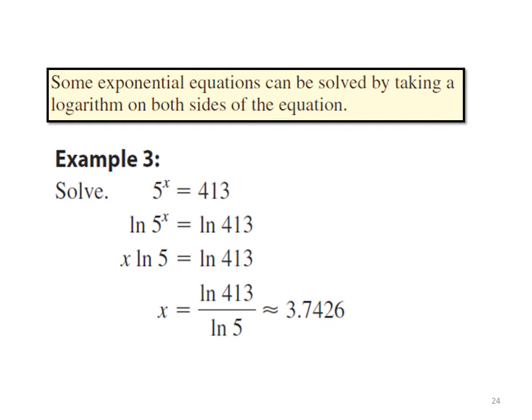Here is an example. You have 5 to the x equal 413. Now you can actually apply the ln or the log. Apply ln to both sides. Okay, then the left hand side, ln 5 to the x is equal to ln 413. You can write this now as x times ln 5 equal ln 413. x is equal to ln 413 divided by ln 5. You use a calculator, and the result is approximately 3.7426. This is rounded to 4 decimal places.